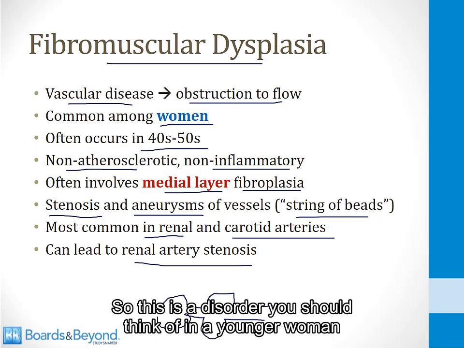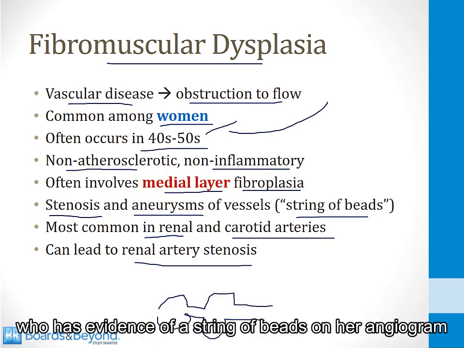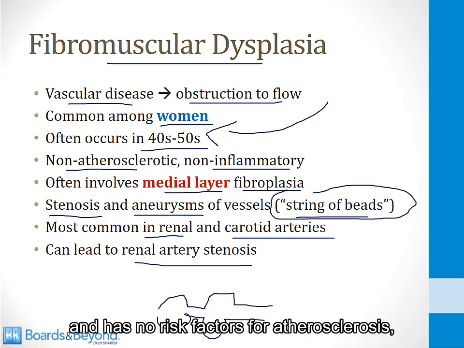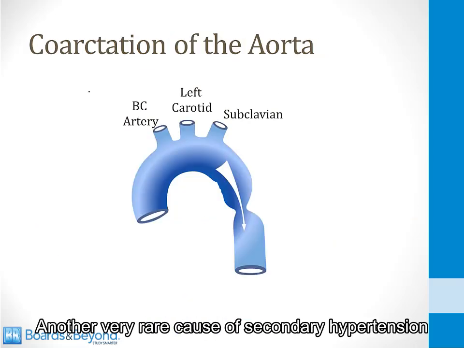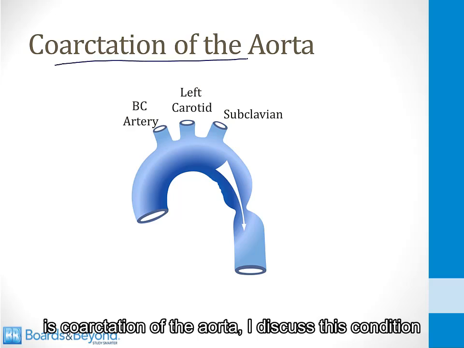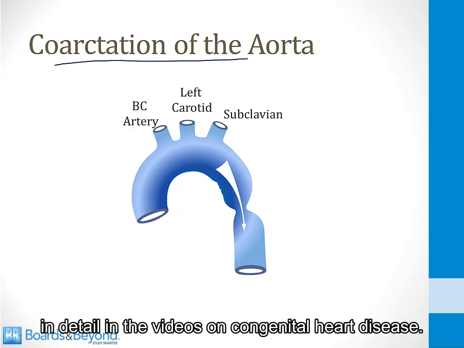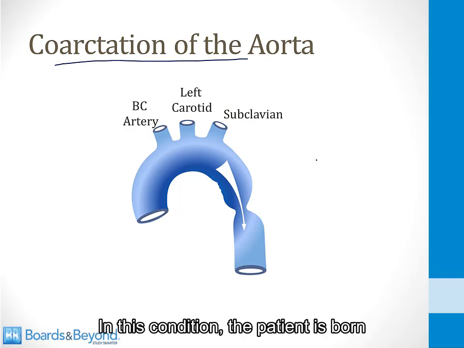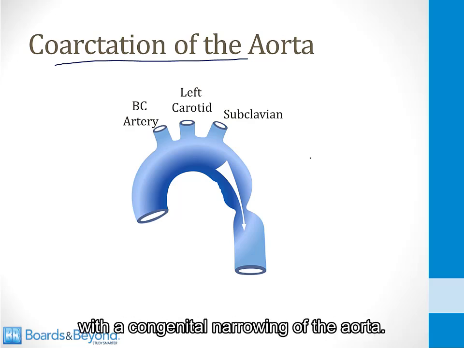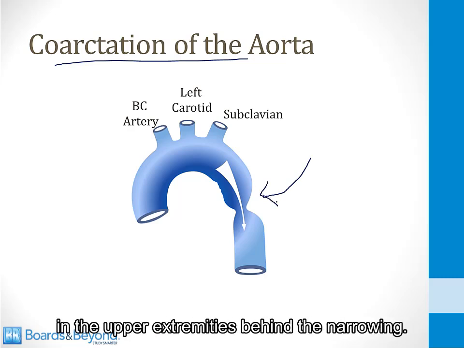So this is a disorder you should think of in a younger woman who has evidence of a string of beads on her angiogram and has no risk factors for atherosclerosis, the usual cause of renal artery stenosis. Another very rare cause of secondary hypertension is coarctation of the aorta. I discuss this condition in detail in the videos on congenital heart disease. In this condition, the patient is born with a congenital narrowing of the aorta. As a result, the blood pressure is elevated in the upper extremities behind the narrowing.